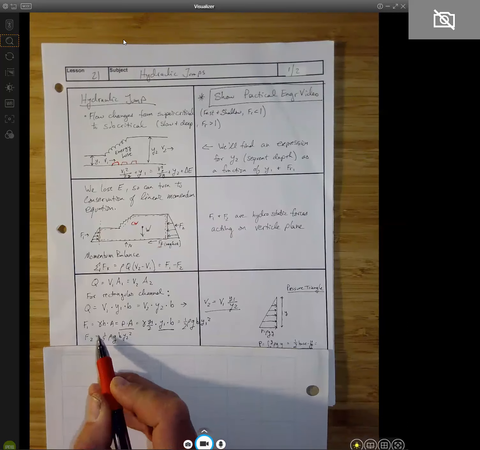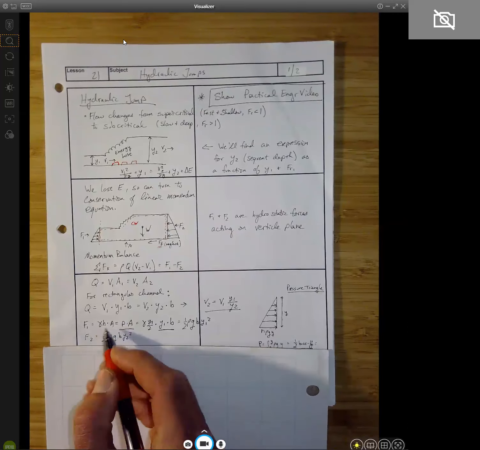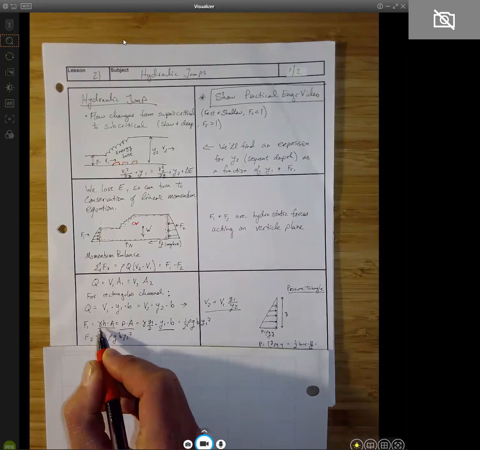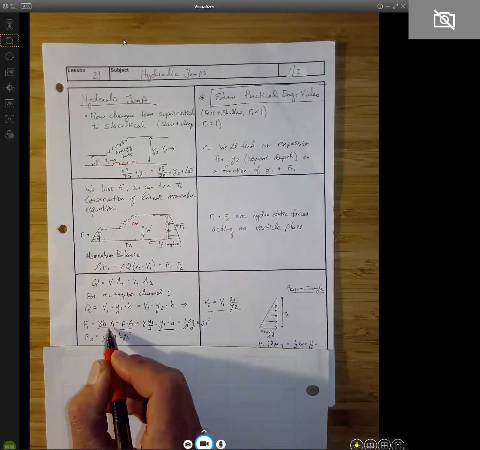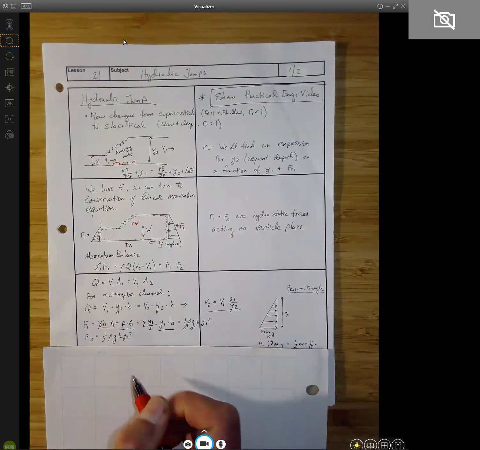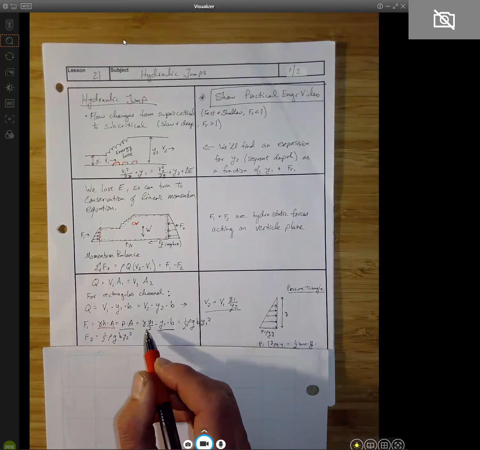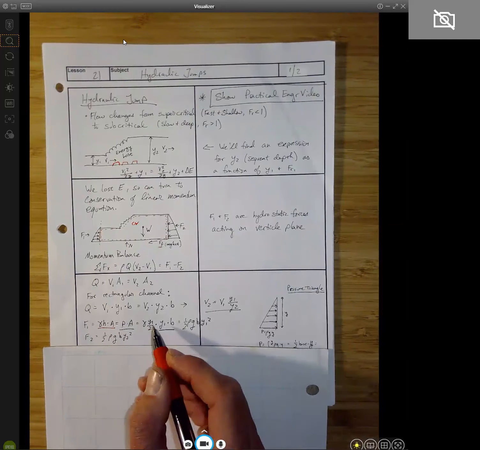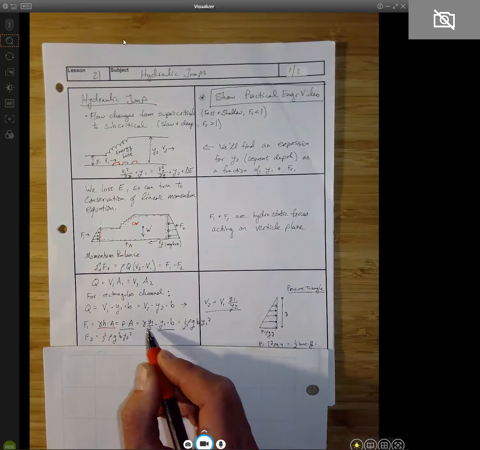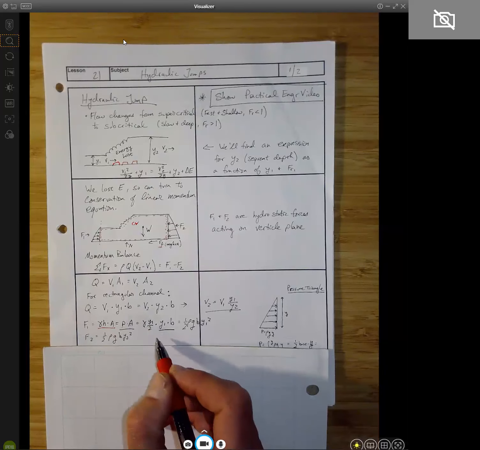We can also calculate the force, these 2 different forces. So that's going to be gamma H times area. So gamma H is equal to the hydrostatic pressure. We multiply that by the area, we get pressure times area, it gives us a force. And we know that that force acts at the centroid, which is going to be, for a rectangle, just halfway down. So that's going to be gamma times the depth over 2, and then times our area, which is depth times B.